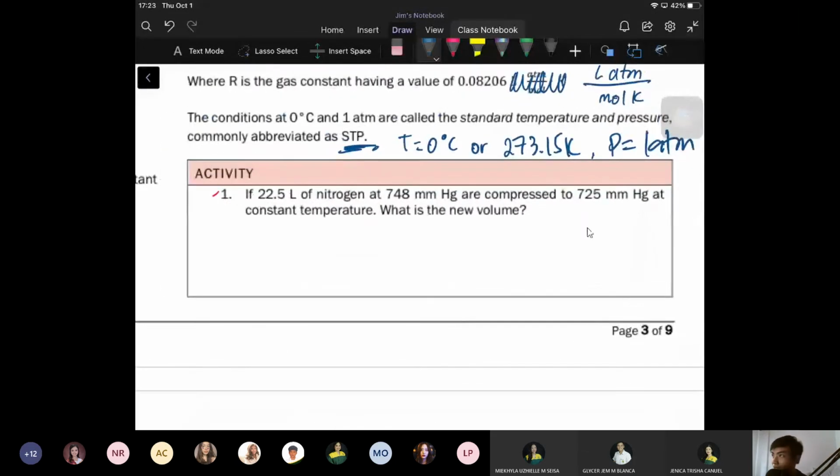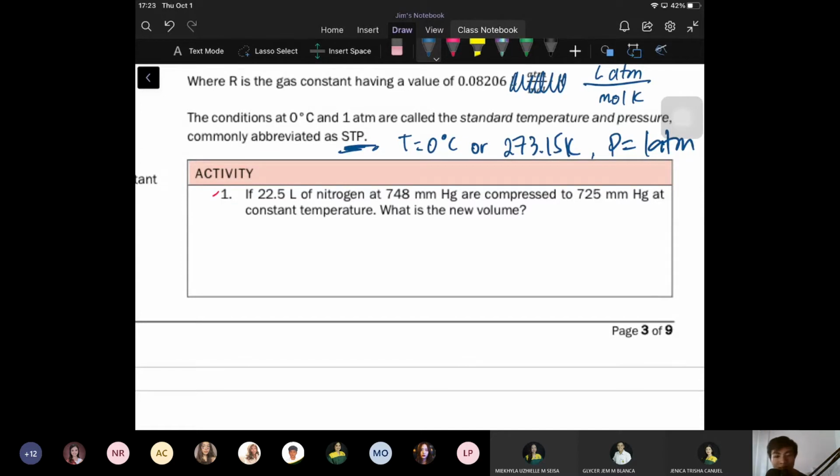Okay, so I will answer some of the items, no? So, alam nyo naman to. Pero, let's go back sa basics, no? Okay. So, number 1, if 22.5 liters of nitrogen at 748 millimeter mercury are compressed to 725 millimeter mercury at a constant temperature, what is the new volume na?